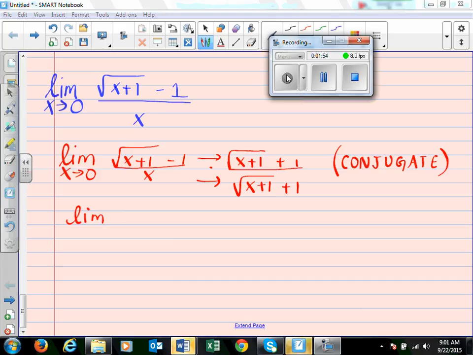So limit x approaching 0. I'll just write it by the side. You're using a minus b times a plus b equals a squared minus b squared. So you're doing that to the numerator. When you multiply the numerators, you apply the special product. And the denominator is just the same. We're just multiplying two terms. Are you following that? This is only for the numerator.